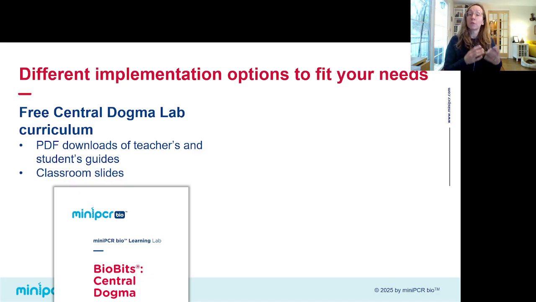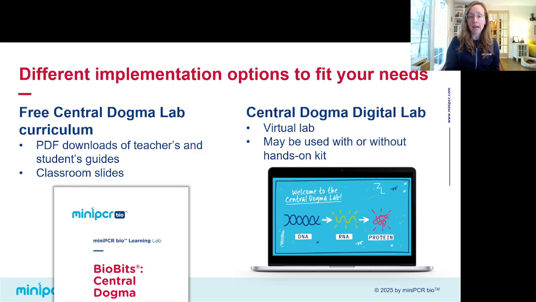This lab comes with a free curriculum. You can go to our website and download it anytime, teacher's guide and student's guide. But we've also added a digital lab that can be used either with or without the hands-on kit. And this virtual lab offers really great visuals to students to support better understanding of the processes at play in the Central Dogma and how they interact with one another. I'm going to be using the visuals from the digital lab as we go along to illustrate some of the science that's happening, just to give you a sample of this curriculum option.